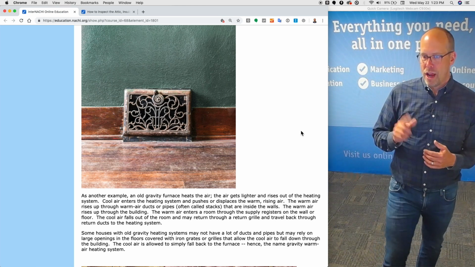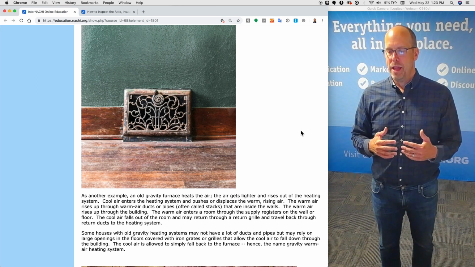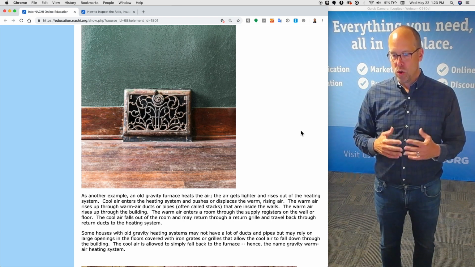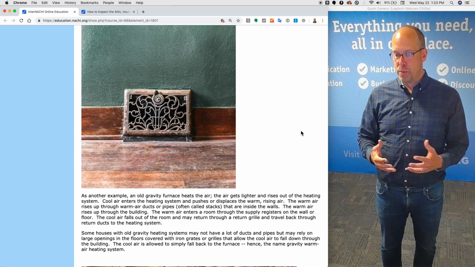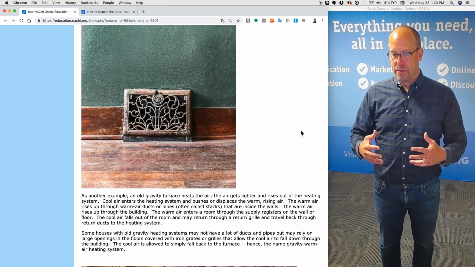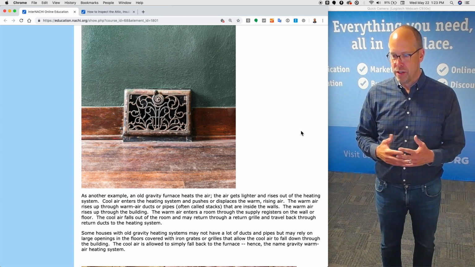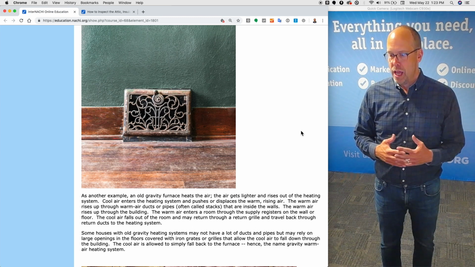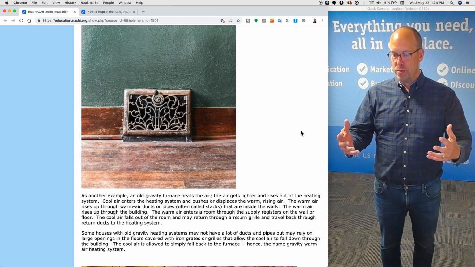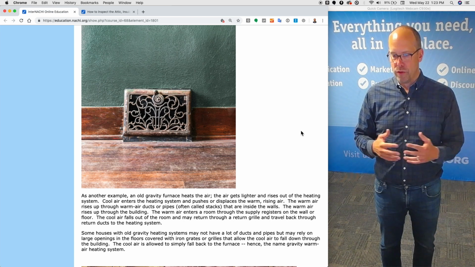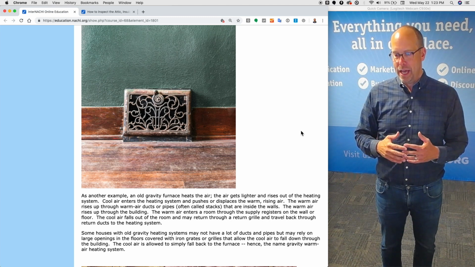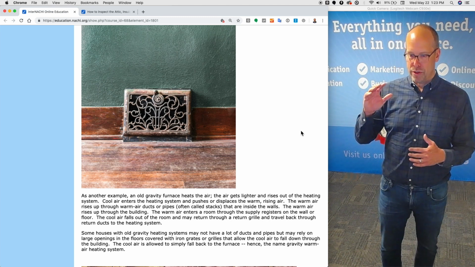Another example, an old gravity furnace heats up the air. The air gets lighter and rises out of the heating system. Cool air enters the heating system and pushes or displaces the warm rising air. The warm air rises up through warm air ducts or pipes, often called stacks, that are inside the walls. The warm air rises up through the building. The warm air enters a room through the supply registers on the wall or floor, and then the cool air falls out of the room and may return through a return grill or travel back through return ducts to the heating system.